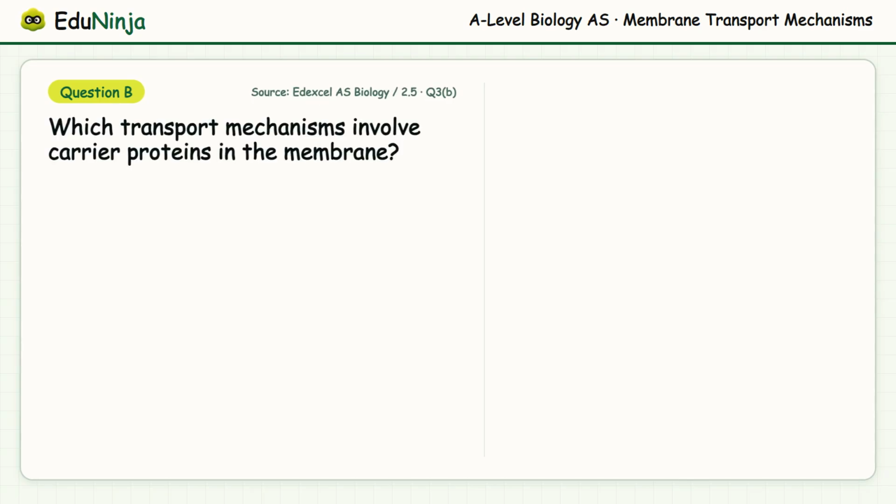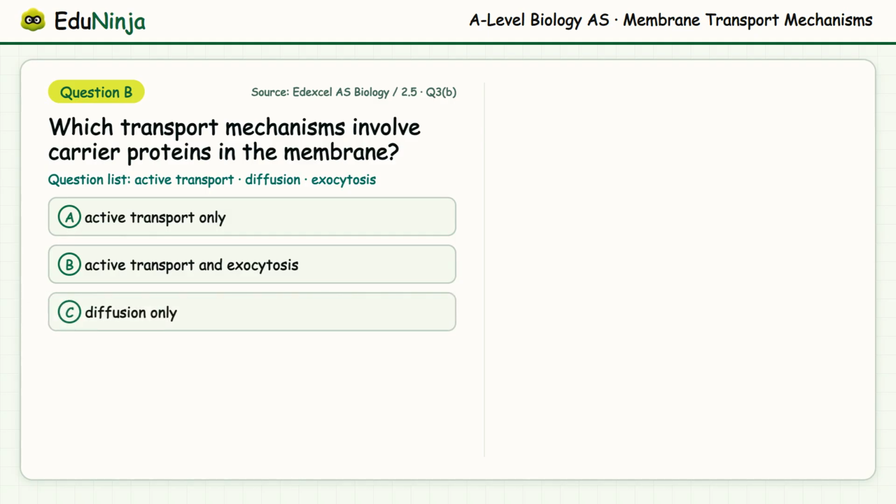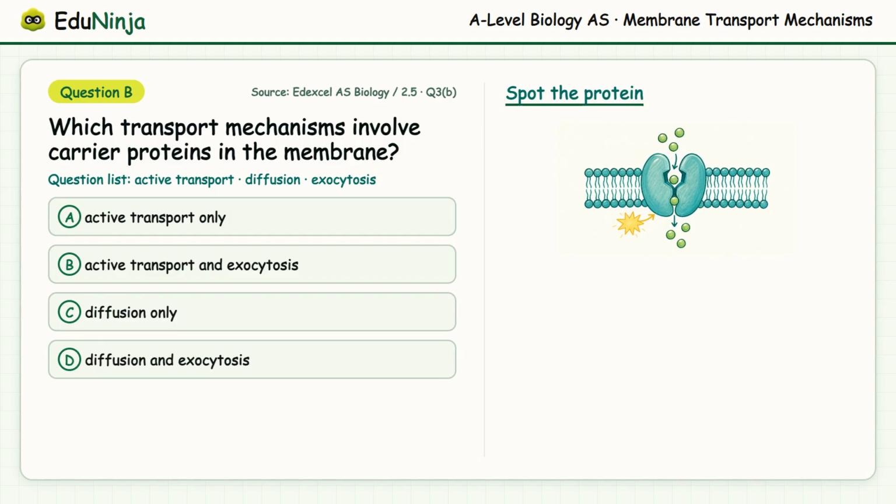Question B asks, which transport mechanisms involve carrier proteins in the membrane? The list is active transport, diffusion, and exocytosis. The options are A. Active transport only. B. Active transport and exocytosis. C. Diffusion only. D. Diffusion and exocytosis.